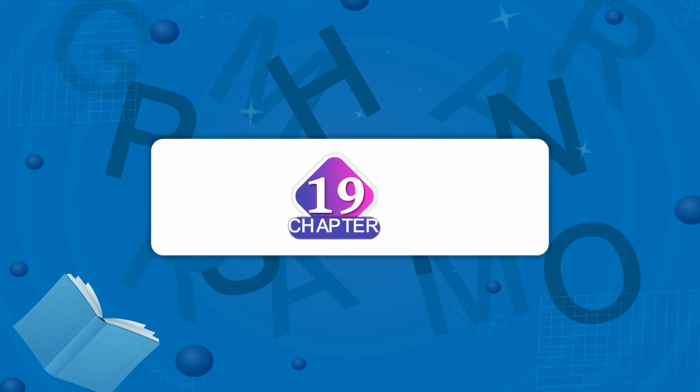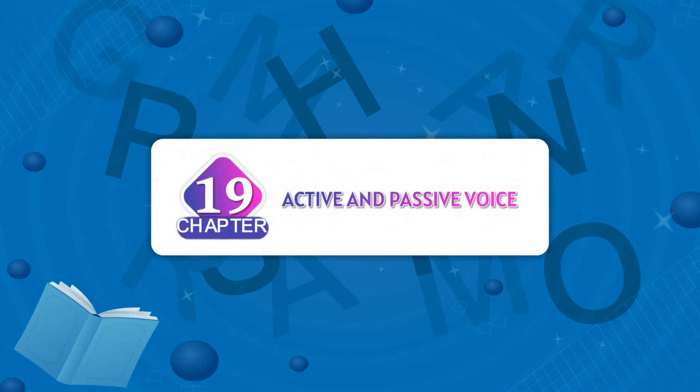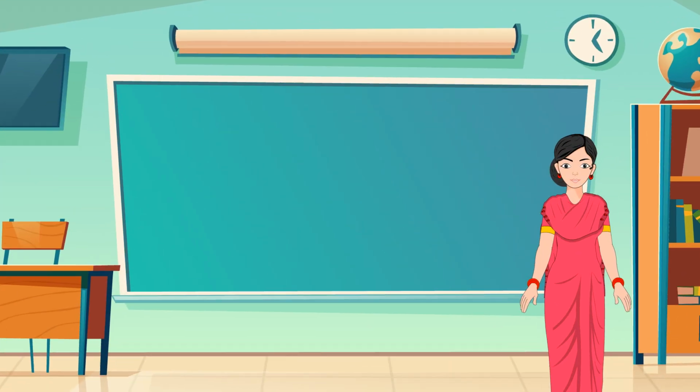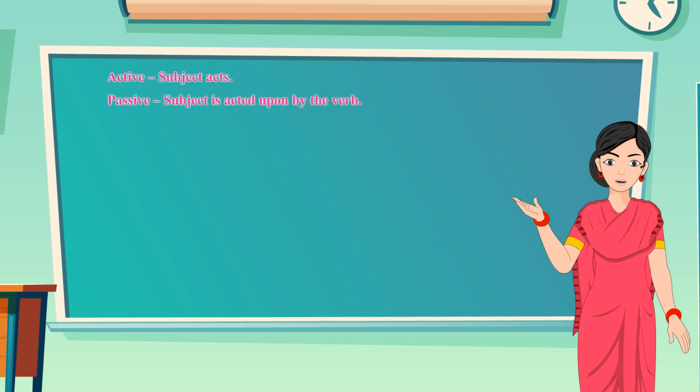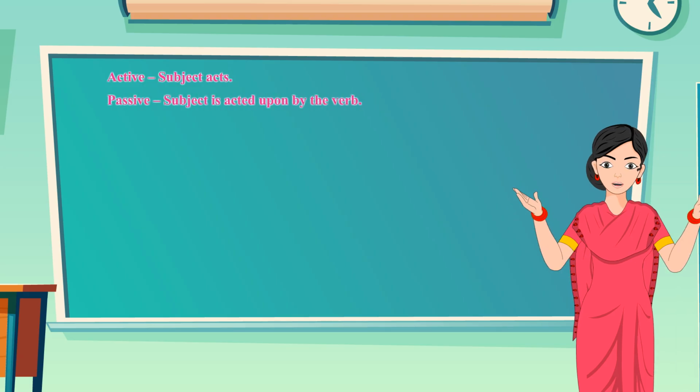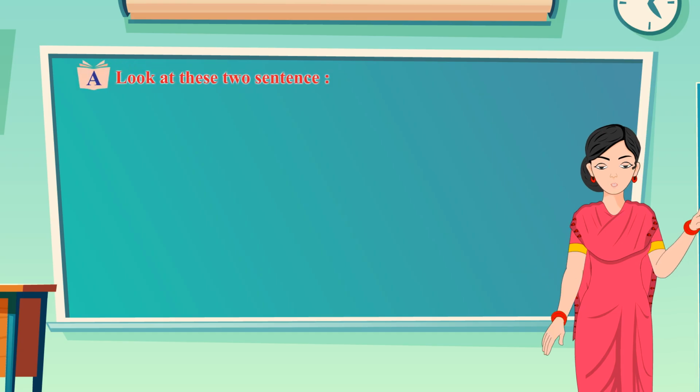Chapter 19. Active and Passive Voice. Active: the subject acts. Passive: the subject is acted upon by the verb. A look at these two sentences.